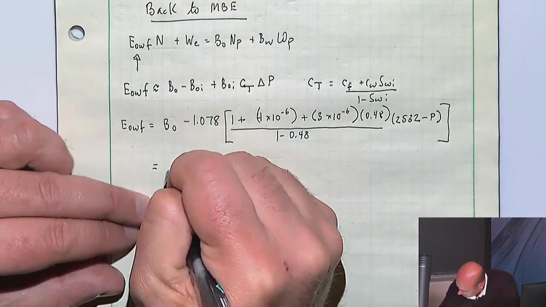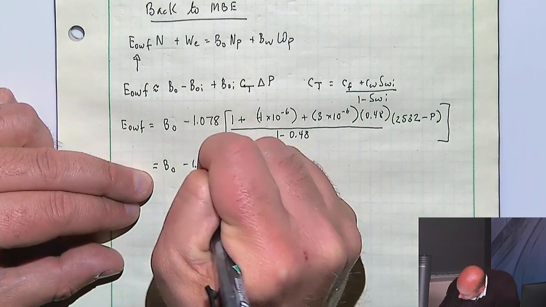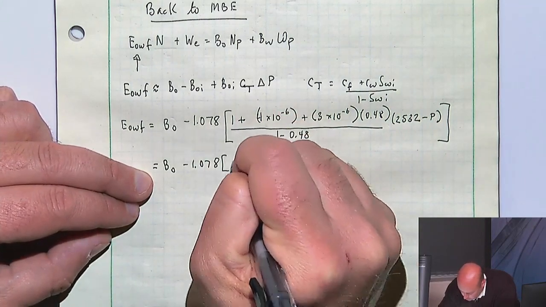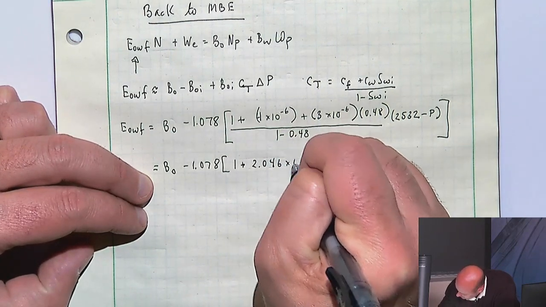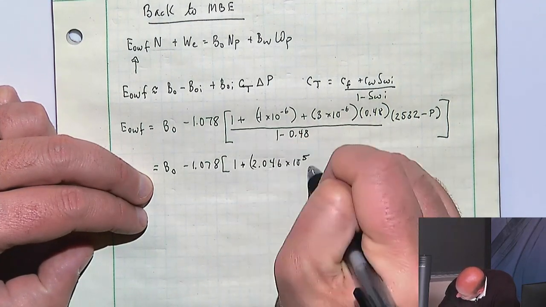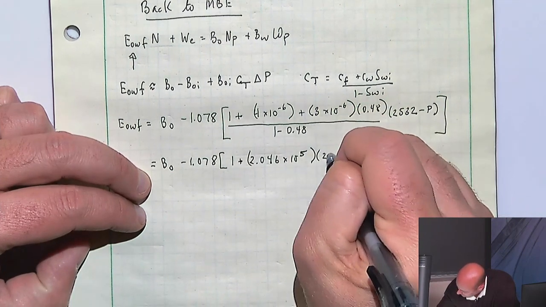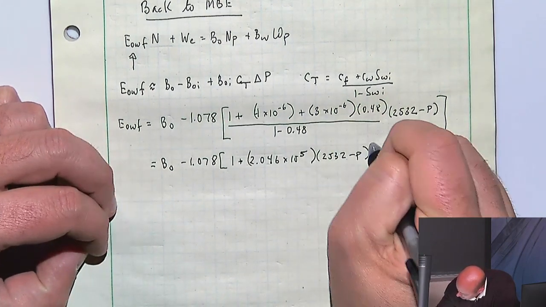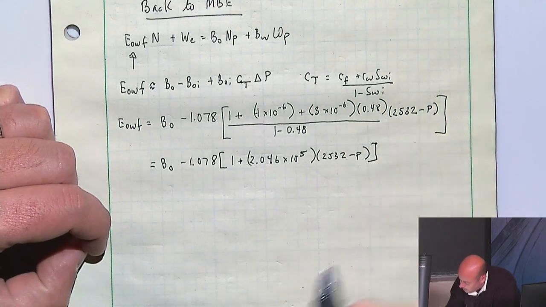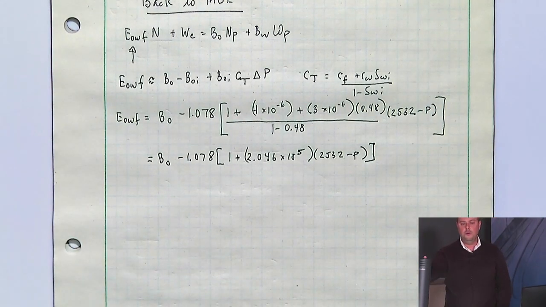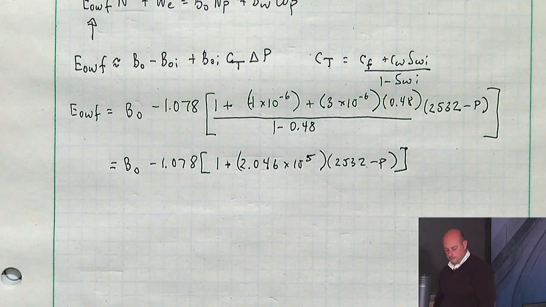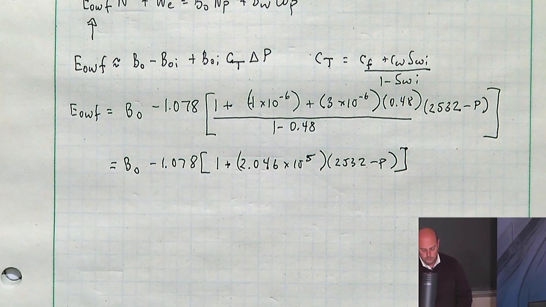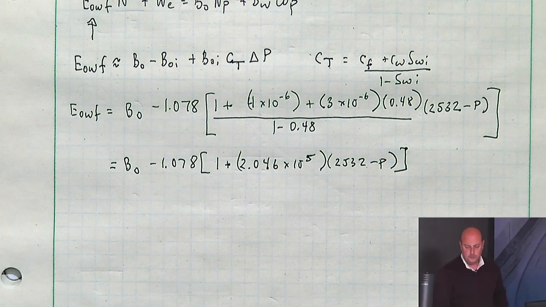And I can rewrite that as BO minus 1.078 times 1 plus 2.046 times 10 to the minus 5 times 2532 minus P. Now, I didn't put in BO or P because those both change with time. So EOWF is going to change with time. Again, if you want to plug in those numbers yourself, you can go back to the video and pause it, I think that would be good.